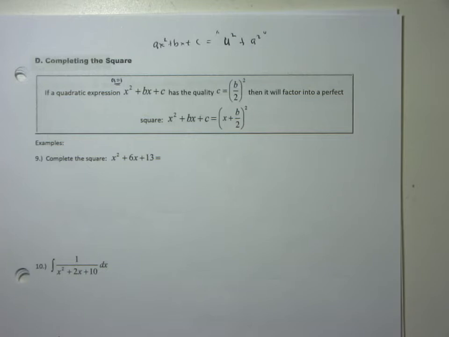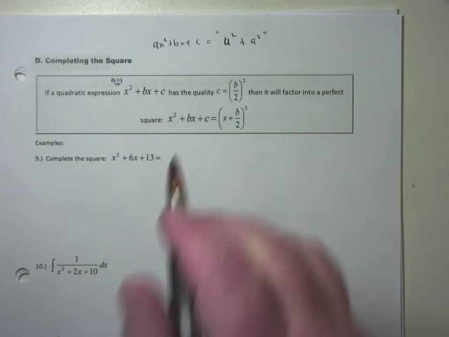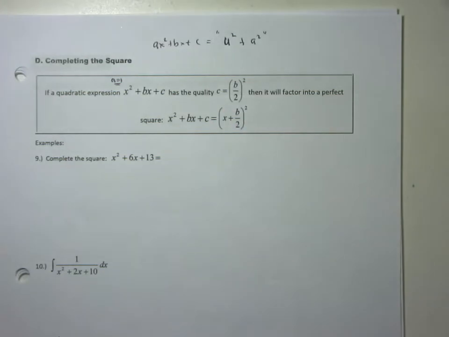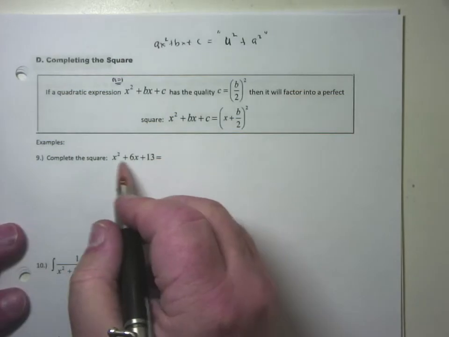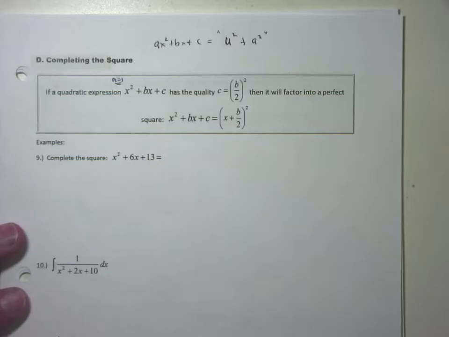If you giveth, you must taketh away. Maintain equality. Okay? So, to complete the square, you have to take half the b term, and that b term is the coefficient from the x, which comes from the quadratic formula. So in this problem here, x squared plus 6x plus 13, we're going to complete the square on that guy.